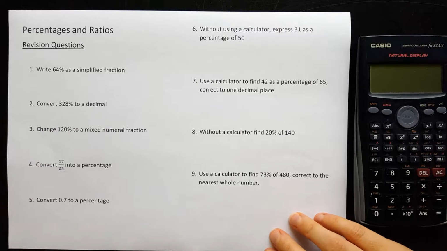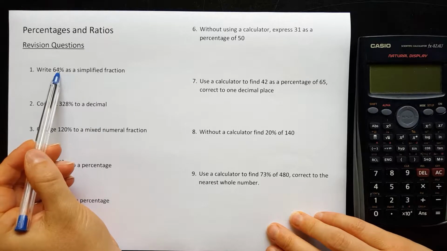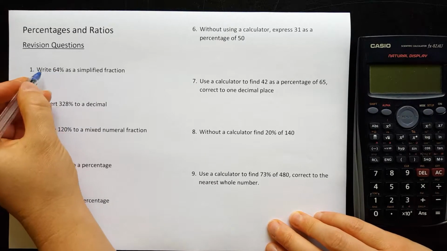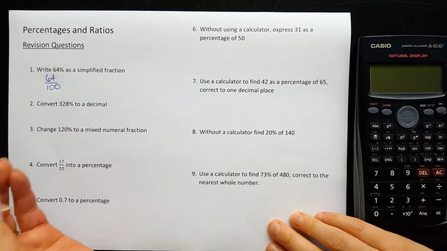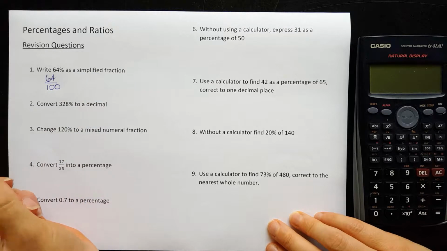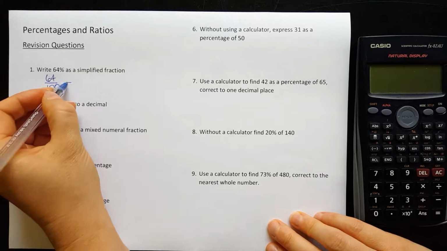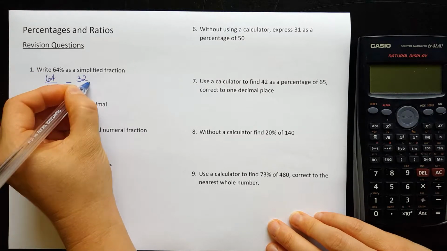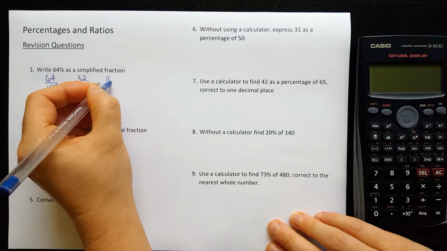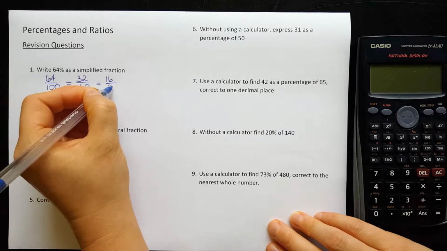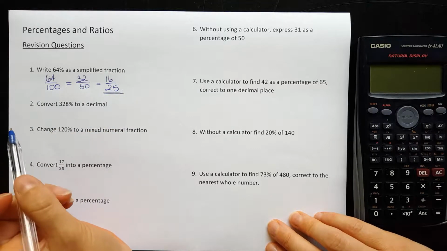Question 1. Let's write 64% as a simplified fraction. Well, a percentage can be written as a fraction by dividing by 100. So that's 64 over 100. Okay, but we want it to be simplified as much as possible, which means we want to divide this down as much as we can. Well, I could halve the top number to get 32 over 50. I could even halve that again and get 16 over 25. Okay, it's not going to simplify any further than that, so that is my most simplified answer.